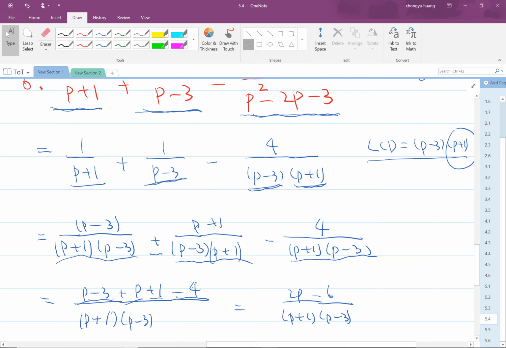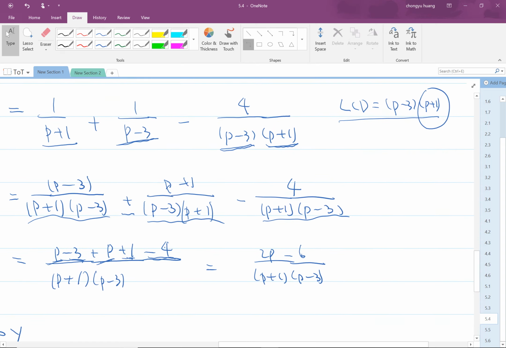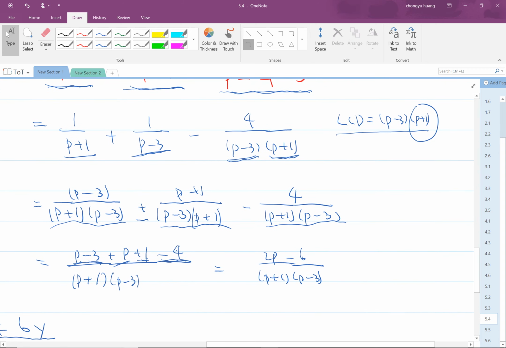Okay, so let's go back on track. So here, p plus p is 2p, and then -3 and +1 is -2, and -2 and then -4 is -6, right? So now we take a look: am I able to simplify more? And the answer is yes. You can actually simplify a little bit more.